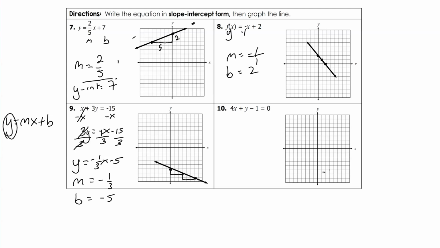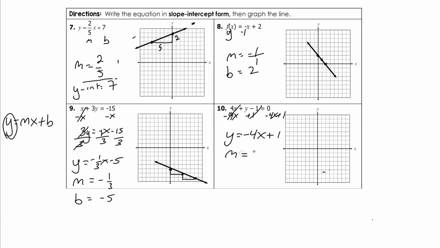Let's look at number 10. We want y equals mx plus b, so it means get y by itself. So I'm going to subtract my 4x from both sides, and at the same time, I'm going to add 1. I think we could do two things at once now. These go away, giving me y equals negative 4x plus 1.